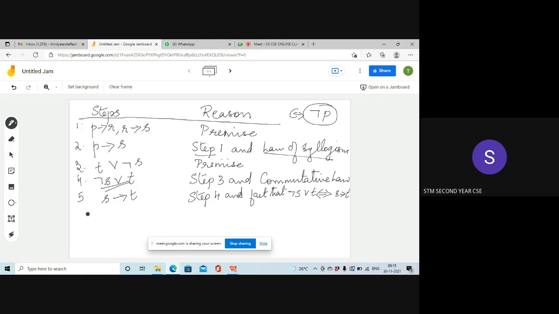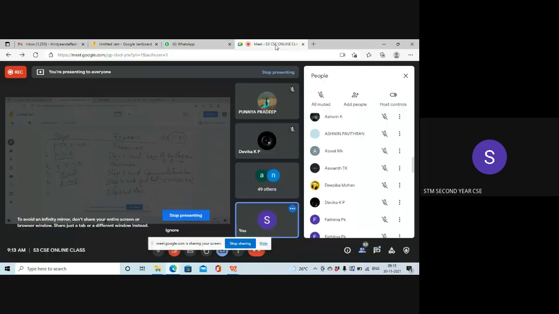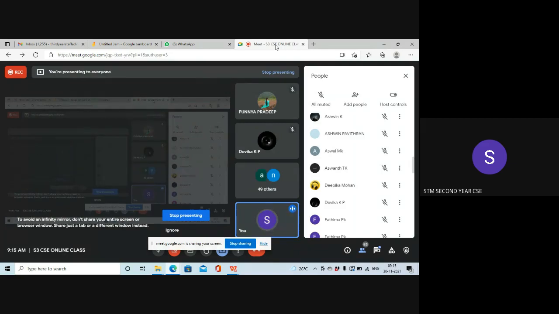Then next, in my sixth step, I'm going to take step 2 and step 5. From step 2 and step 5, which law can you apply? P implies S, S implies T. So which law can you apply there?